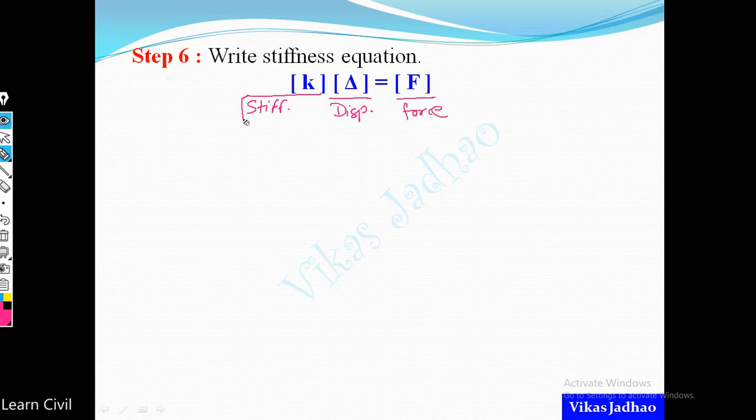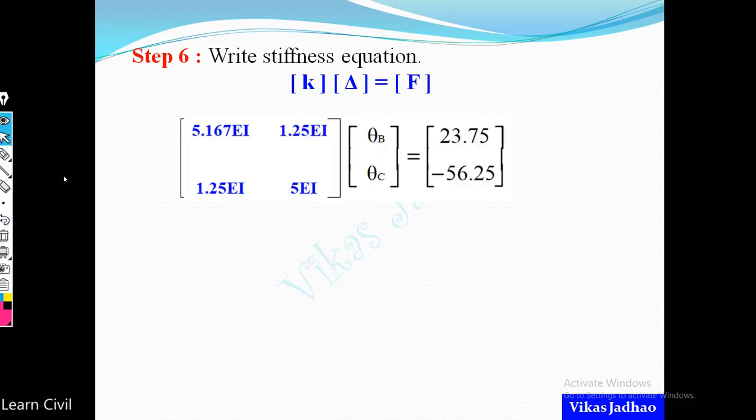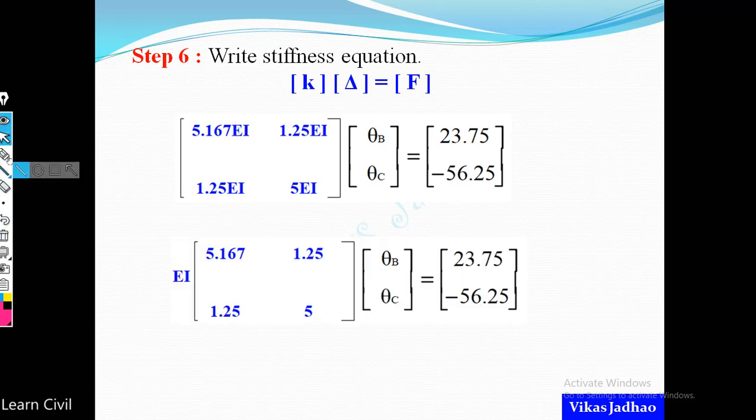We have already found the values of the stiffness matrix and force matrix. The only unknown here is the displacement matrix, that is theta B and theta C. So we write the stiffness matrix and force matrix in this equation. If we take this EI outside of this matrix, we get the equation like this, and if we transfer this term to the right hand side, we get the inverse of this K matrix.